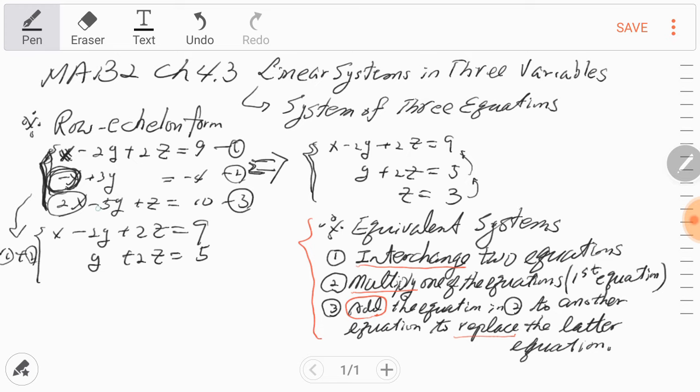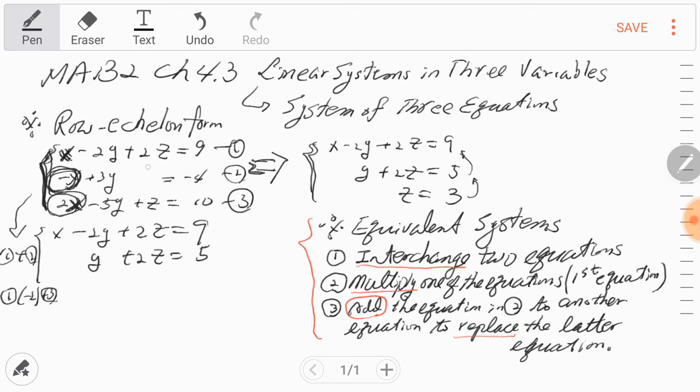For the third equation, we also will remove this 2x. I will use the first equation to remove 2x in the third equation. In order to eliminate this 2x, we will multiply the first equation by negative 2 and then add it to the third equation. So negative 2x plus 2x is 0.